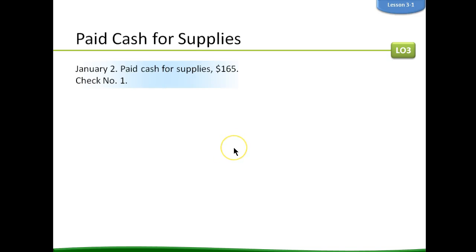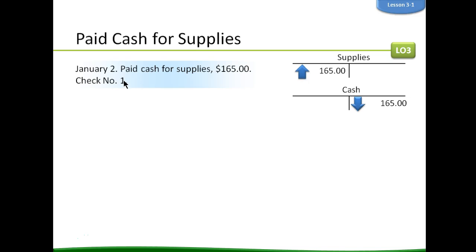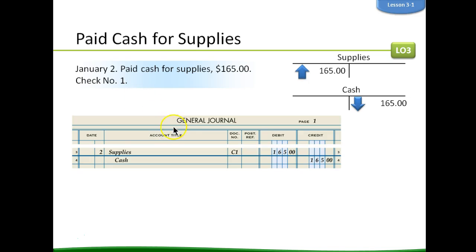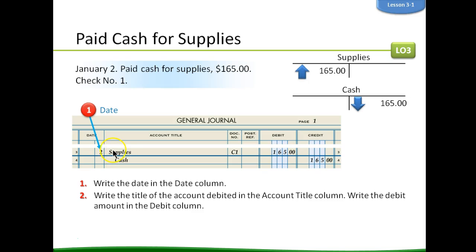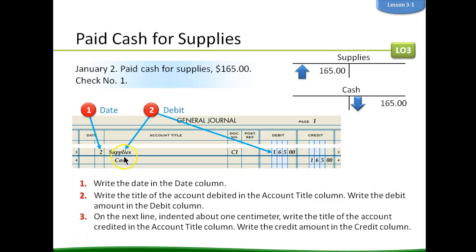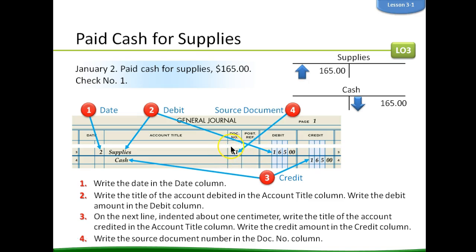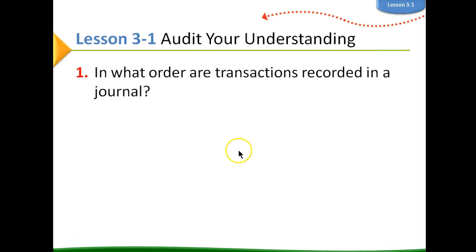All right, so now we paid cash for supplies, and we're going to use check number 1. So we're going to be debiting our supplies and crediting cash, and you can see in our general journal here, supplies comes first because it is the debit. So we'll see the date is the 2nd, and we're going to put in supplies in the amount of $165. We're going to then credit cash for $165, and our document is C1 for that check.